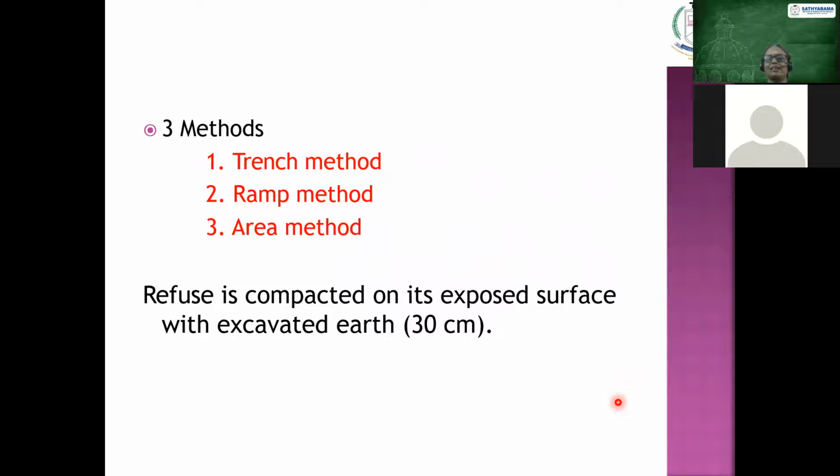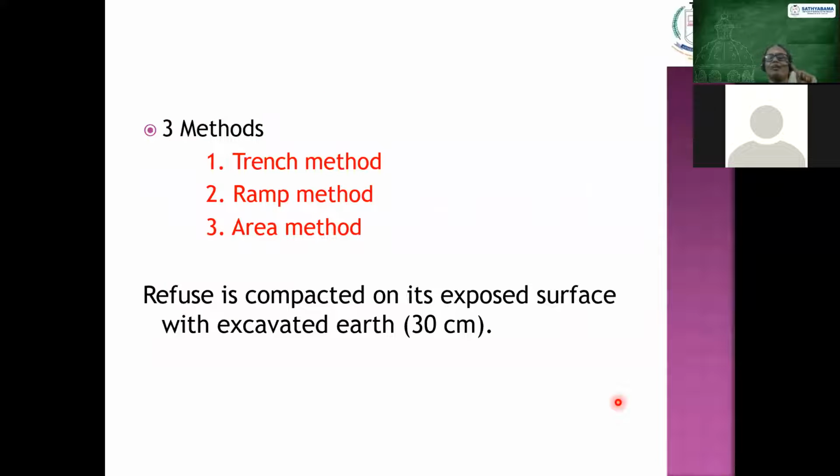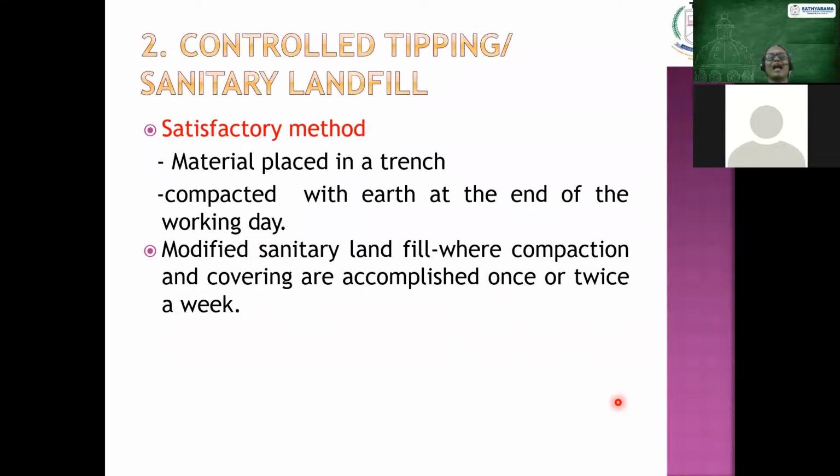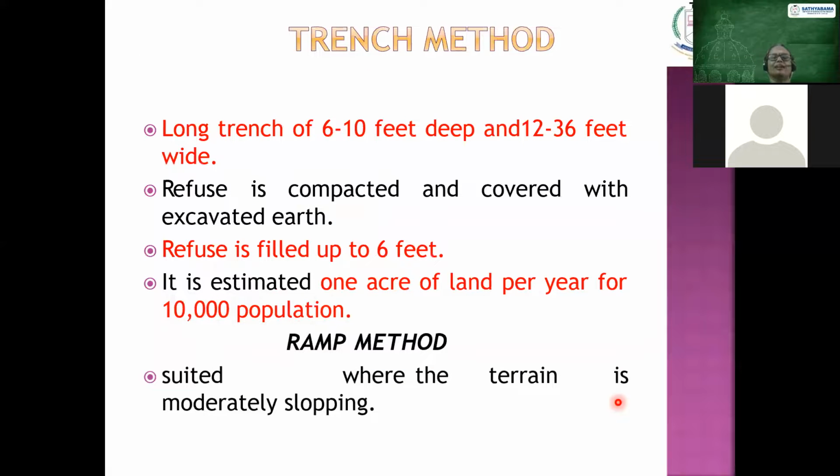They will tell you about three methods: the trench method, the ramp method, and the area method. Compared to disposing, landfilling has some advantages. So we will see the trench method. They dig 6 to 10 feet deep and 12 to 36 feet wide. The refuse, which is nothing but our pollutant, all our solid waste, they were saying is filled up to 66 feet.